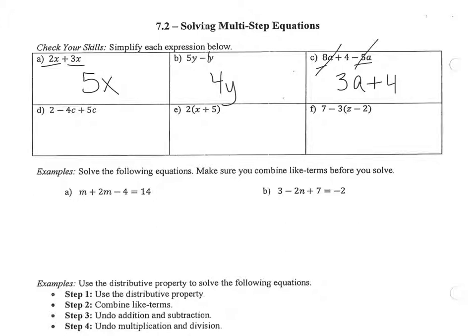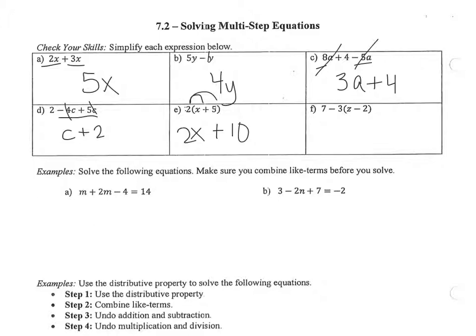And then combine your c's. So negative 4c and 5c is c plus 2. And I can't combine these, these are not like terms. This one, do the distributive property, is going to be 2x plus 2 times 5, which is 10.